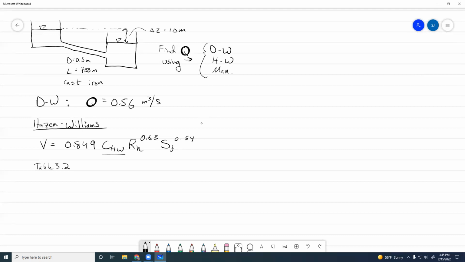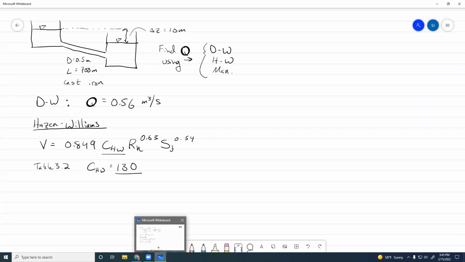And we say we have cast iron. We don't really give an age. We're assuming it's a new construction. So let's go with the new cast iron value. What was that? 130. So new unlined cast iron pipe, 130.